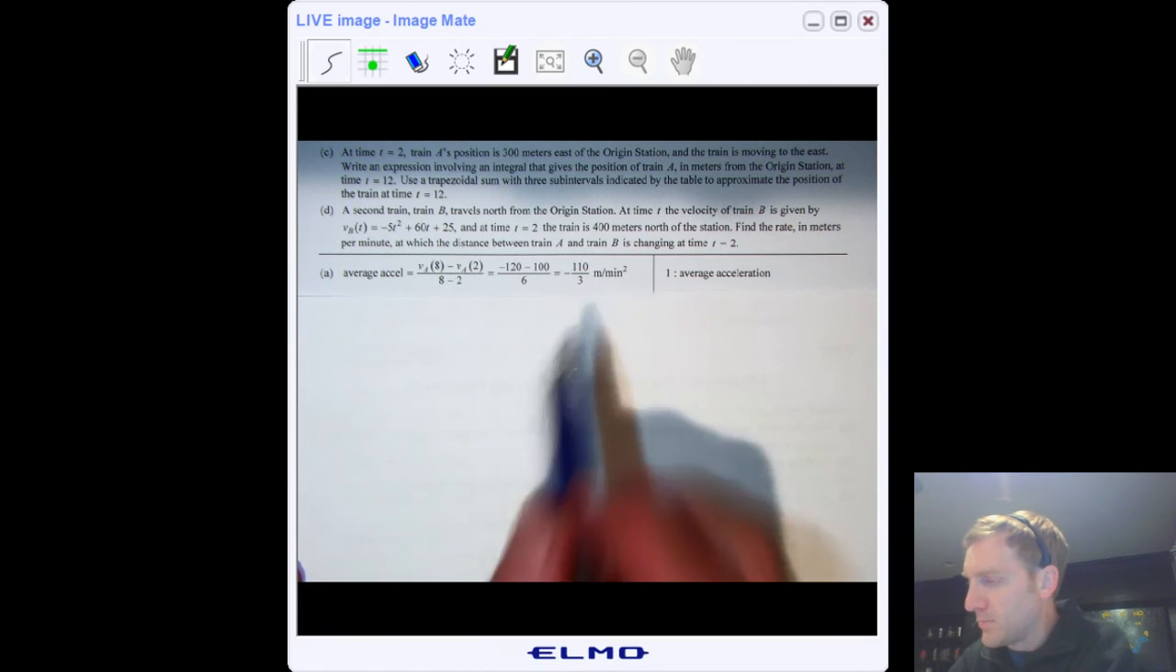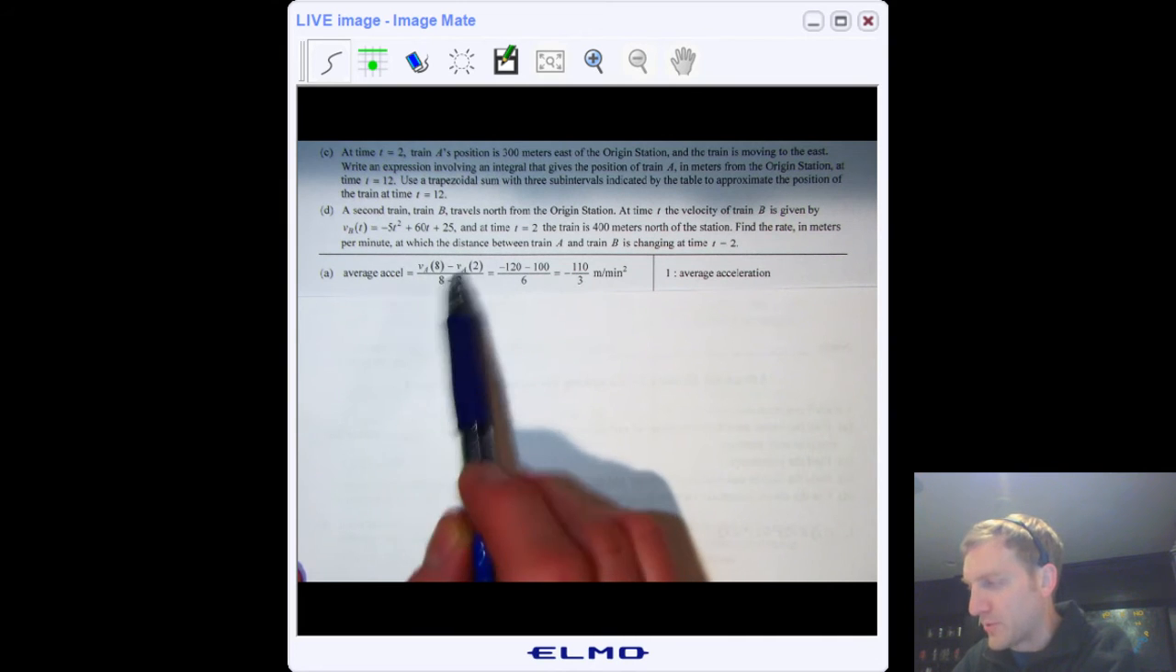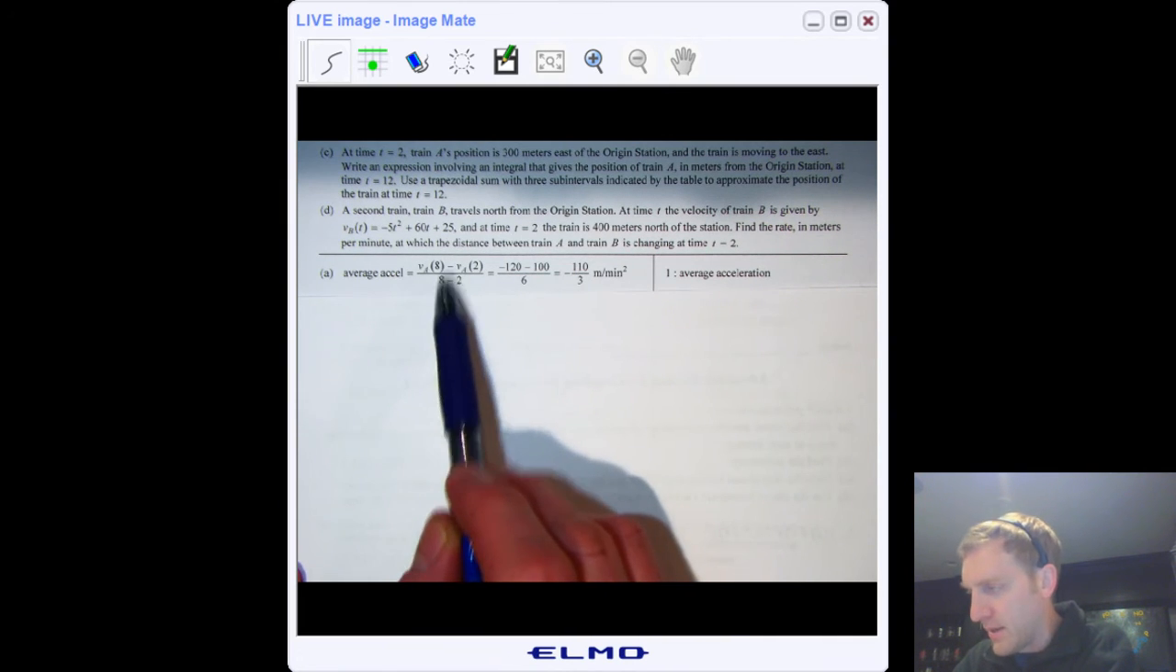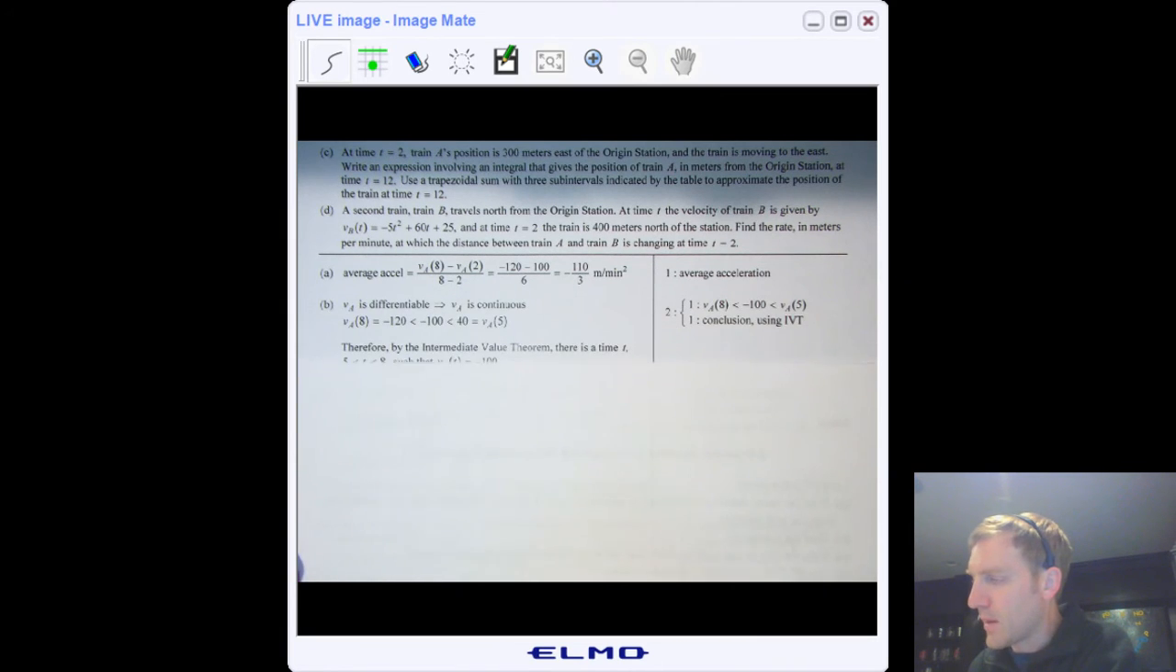You have to show what's called a difference quotient, right? Show the difference in the numerator and denominator and the quotient, and then your answer. That was 1 point.